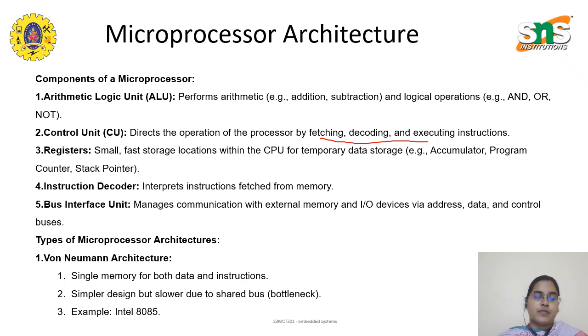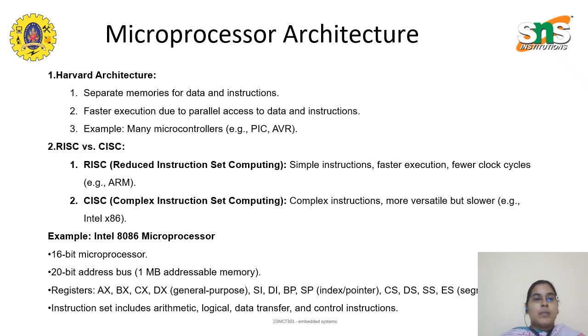Next are the types of microprocessor architecture. Before coming to the Intel processor, we can discuss the basic type, the von Neumann architecture. It has a single memory for both data and instructions. It is a simpler design but slower due to its shared bus, which is a bottleneck, and that is the basis for the Intel 8085. Coming to the Harvard architecture, it has separate memories for data and instructions, and faster execution due to parallel access to data and instructions.